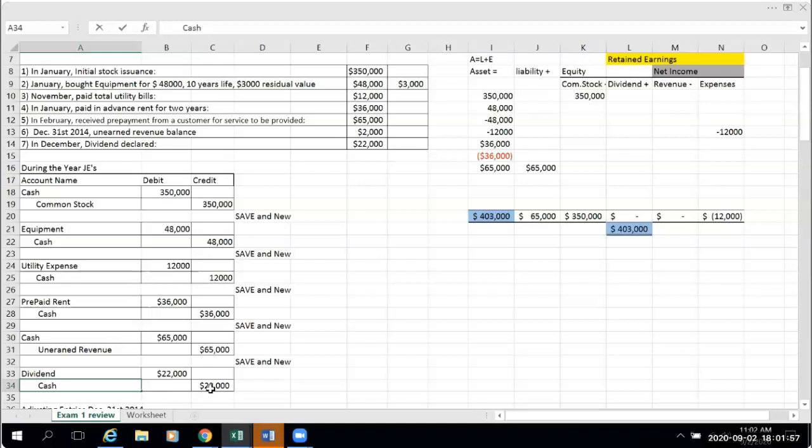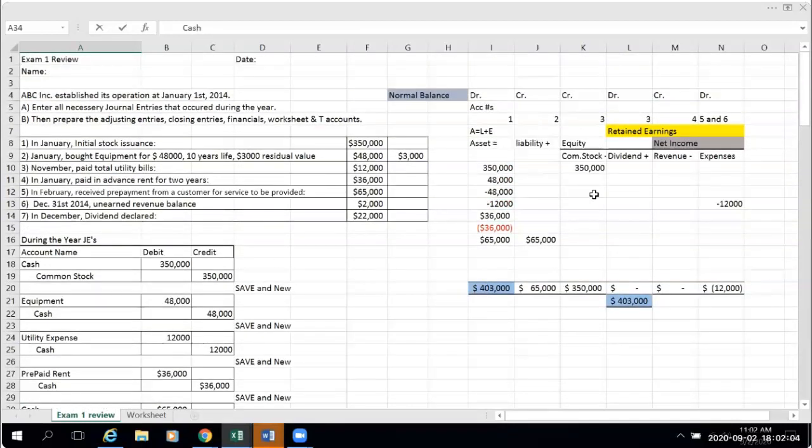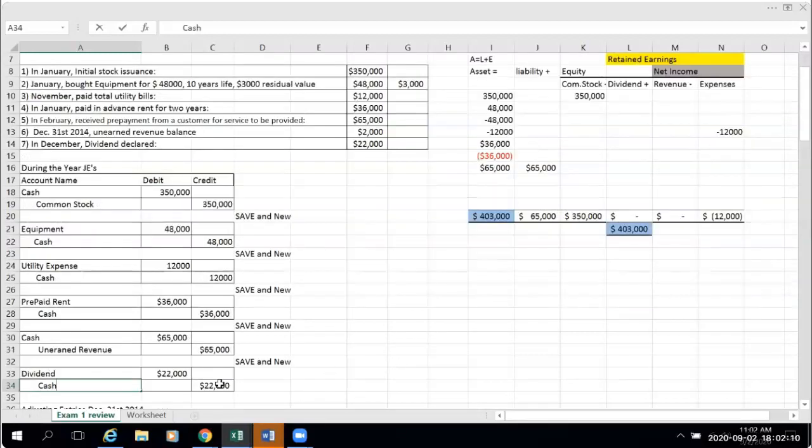Agree? And then obviously the dividend will be debit. The normal balance for dividend is debit. You see that? Right there. So cash goes out of pocket, and that's a credit for sure. It goes out of your pocket, you know that already. But something has to be in the debit, and that's the dividend.